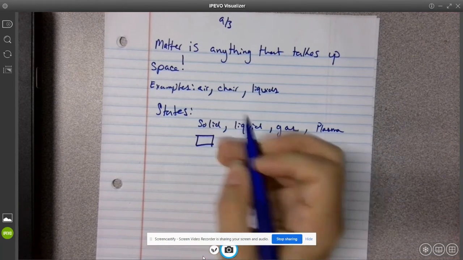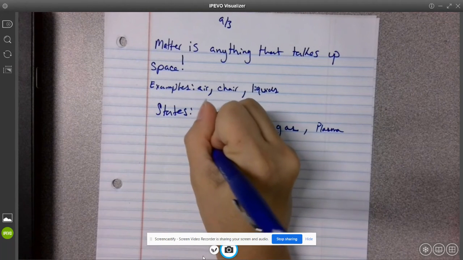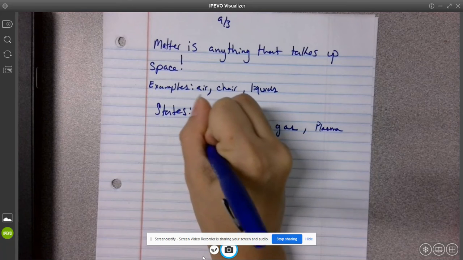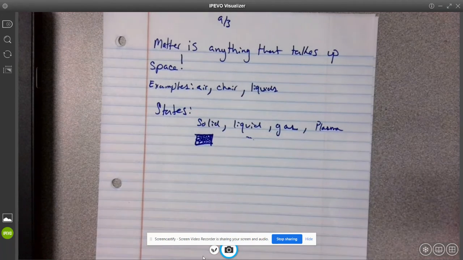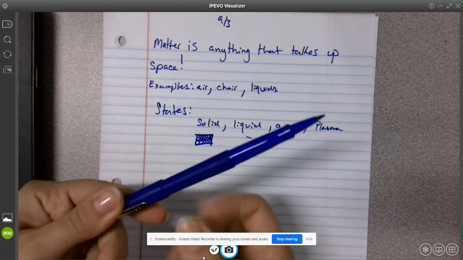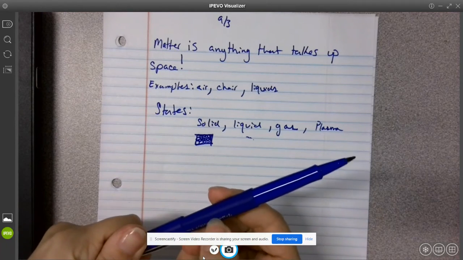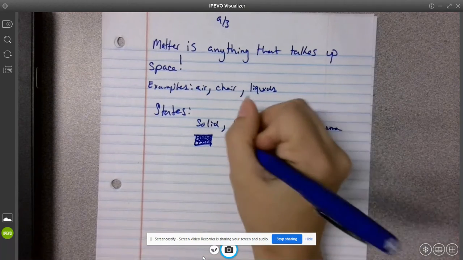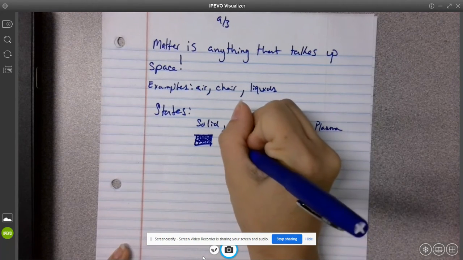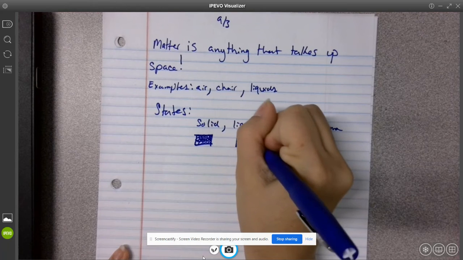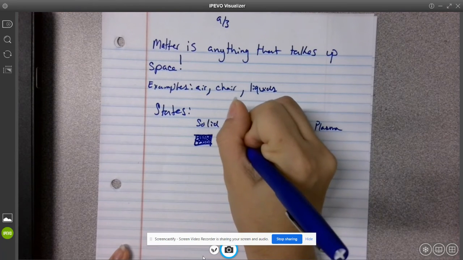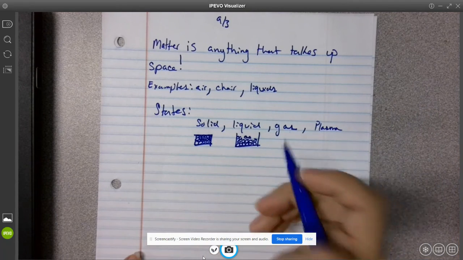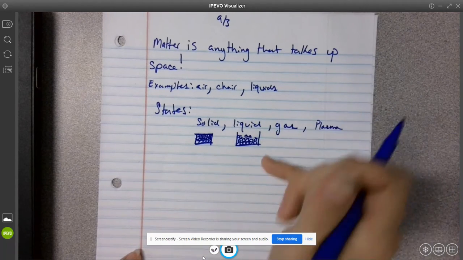But solid is something where all the atoms or particles or molecules are packed so tightly together that it cannot be moved. It's like this pen. It's solid. There's nothing I can really change. I could break it, yes, but there's still these solid pieces. Liquid, on the other hand, will take up a little bit further apart. There's a little bit more space in between them.